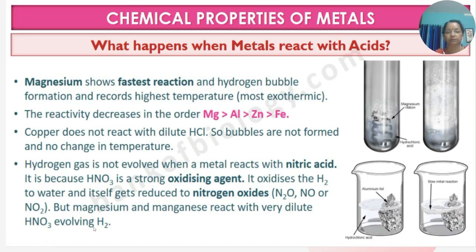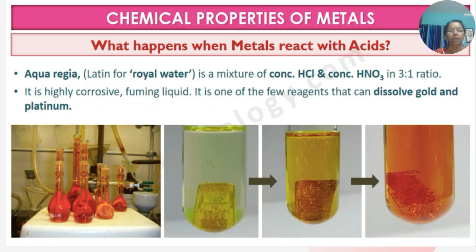Now there is a special solution called aqua regia, which is a Latin name. In Latin, the meaning of the word is royal water. This is a mixture of concentrated hydrochloric acid and concentrated nitric acid in the ratio 3:1. So this solution is called aqua regia. It is called royal water because it can dissolve royal metals like gold and platinum.